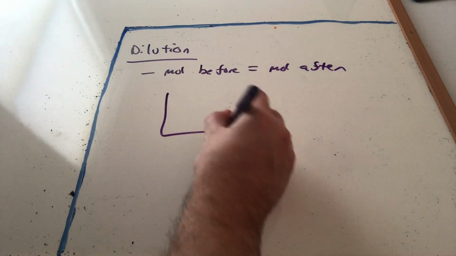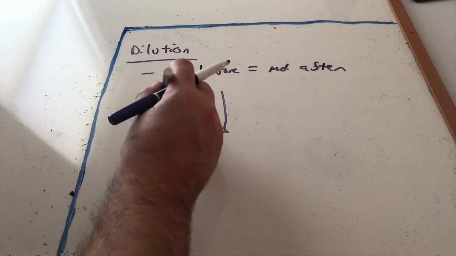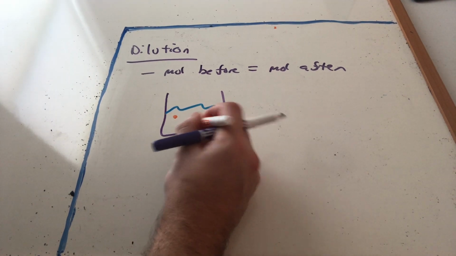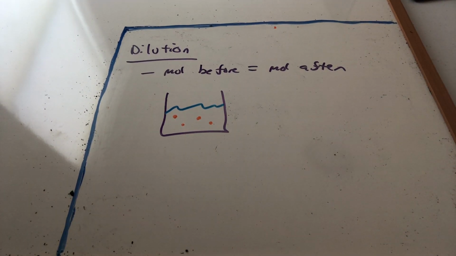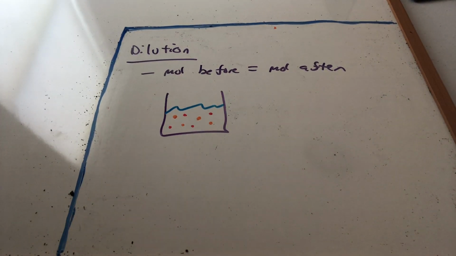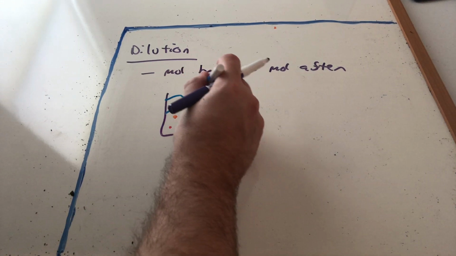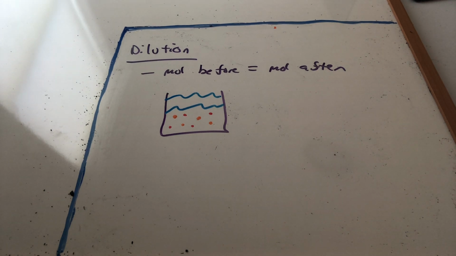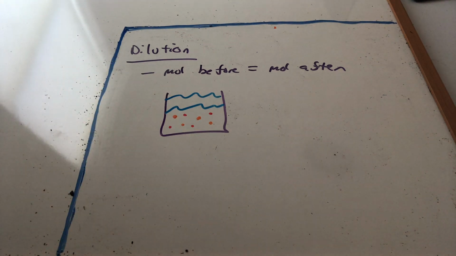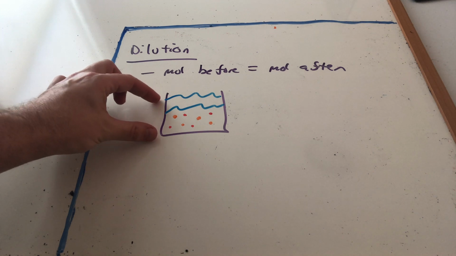So if I have something in a beaker, and it's floating around and it has a certain concentration, let's just draw cations as orange and anions as red, and we know they're surrounded by water, okay? And I dump in more water, creating a bigger volume of solution. Have I changed the amount of stuff that's in there? Well, no. It's the same orange and red swimming around. It's just swimming around in a bigger volume.